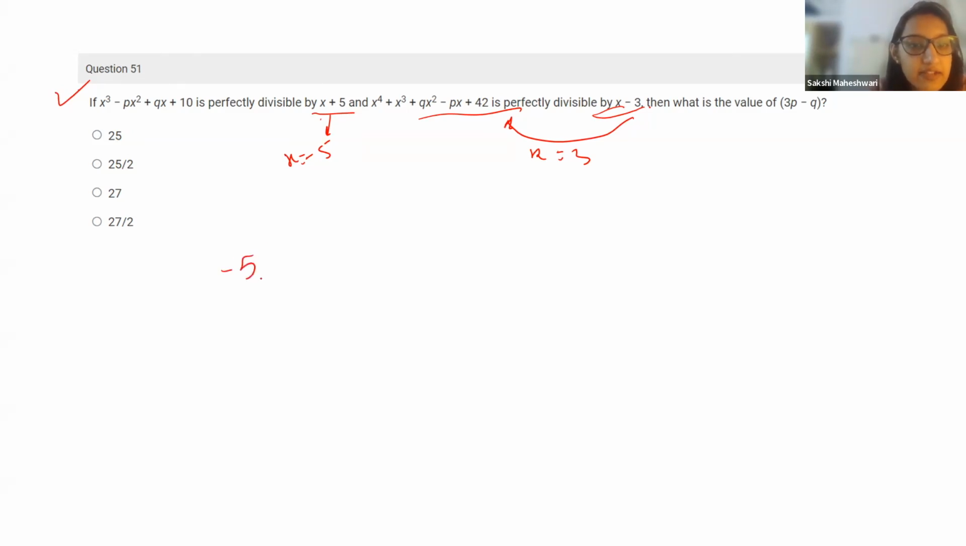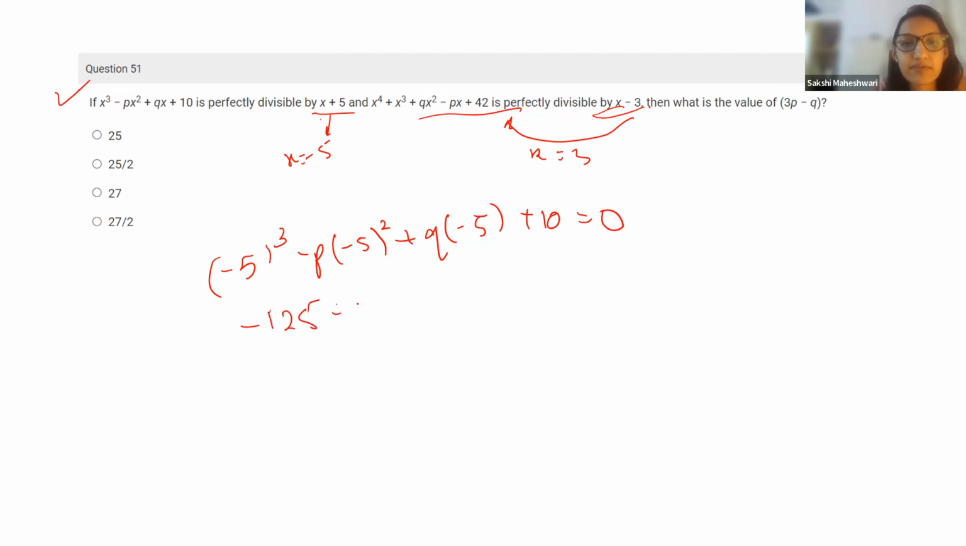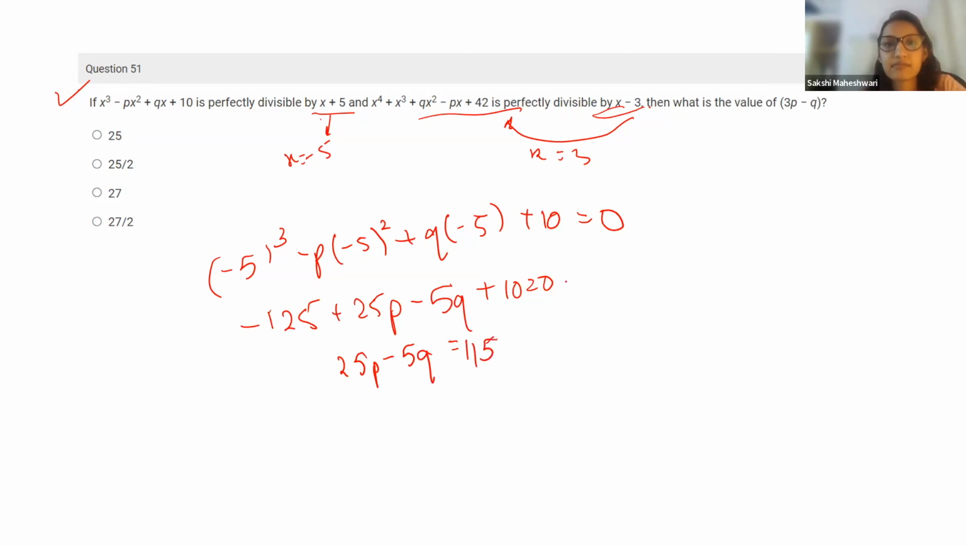So when you put x equals minus 5, minus 5 cubed minus p into minus 5 squared plus q into minus 5 plus 10 equals 0. Tell me what this will be. Come on. Minus 125 plus 25p minus 5q plus 10. So this will be 25p minus 5q is equal to 115. Are you okay with this?